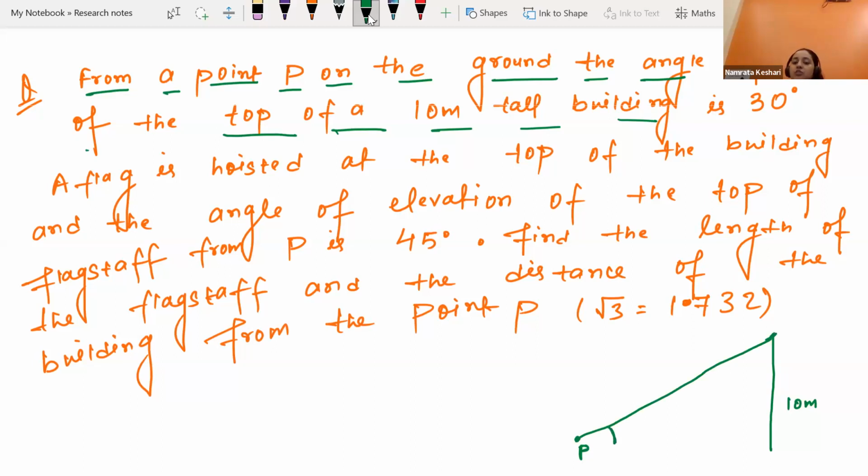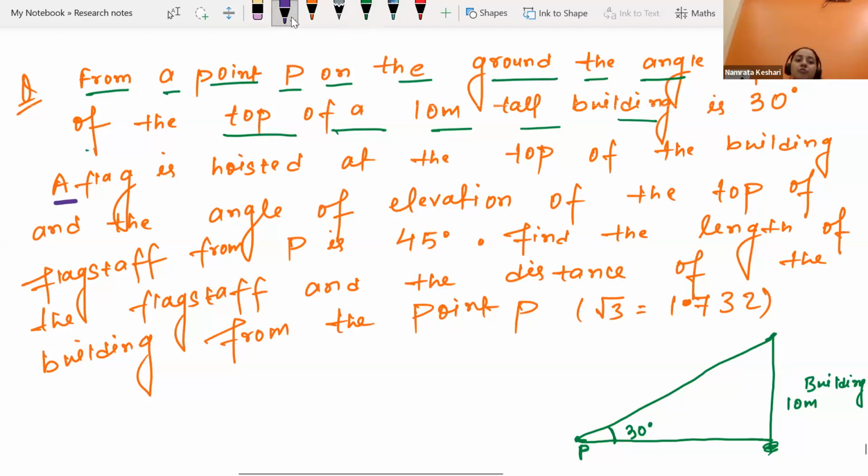We know the angle of elevation will always be with the horizontal, so this is the angle we are having. Okay, forget about that part. So from a point P on the ground, the angle of elevation of the top of this 10-meter tall building is 30 degrees. Now let's read the next part.